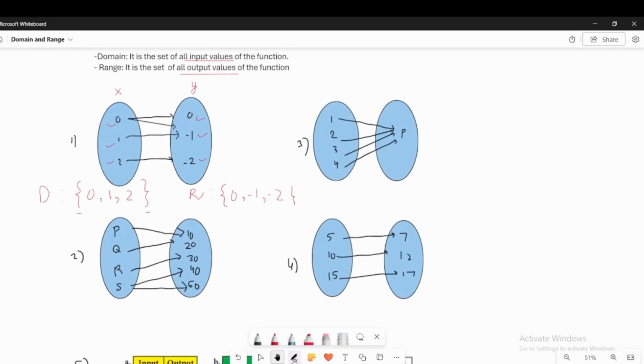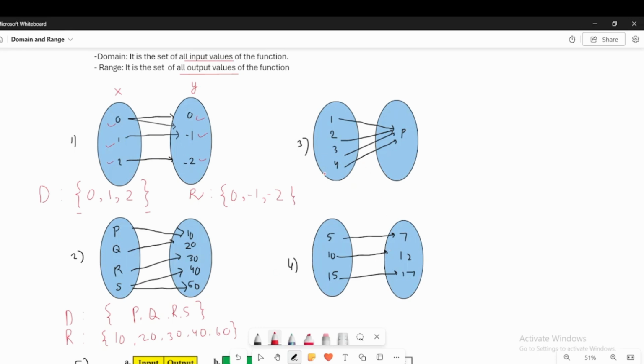Now, if we see in the next example, example number 2, here you can see that in the domain, we are going to have again all the input values. That means we will have P, Q, R, and S. This is our domain. And if we see the range, then we will need to see the output values. So that would be 10, 20, 30, 40, and 60. Clearly you can see this is a relation, this is not a function here, because one input is having multiple outputs. But we are just now learning how to write the domain and range. But yes, this is not a function here. These are the domain and range of a relation.